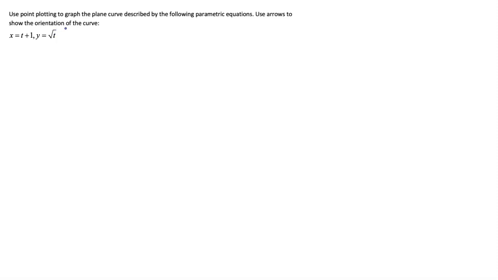Use point plotting to graph the plane curve described by the following parametric equations, and we want to use arrows to show the orientation of the curve. All right, so here we have our parametric equations. You notice x equals t plus 1, y equals the square root of t.